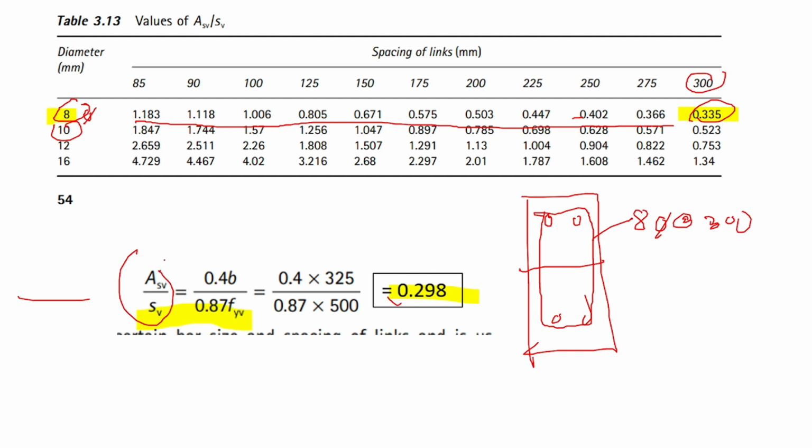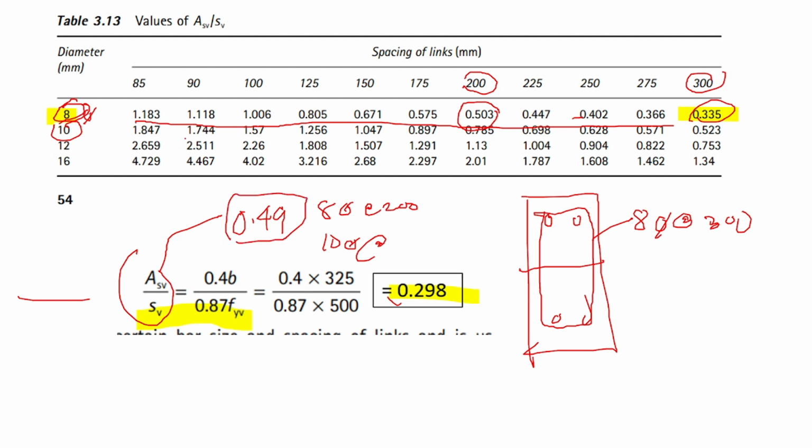For example, if you have values of ASV over SV like 0.49, you could use 8. Let us look from here. 0.49, you could have this one, meaning 8 spaced at 200. Now if you use 10 diameter, what is it that would satisfy 0.49? Looking at here, we have this one. So if you use 10, your spacing should be 300. So I hope you understand this. If you have question, just drop your question in the comment.